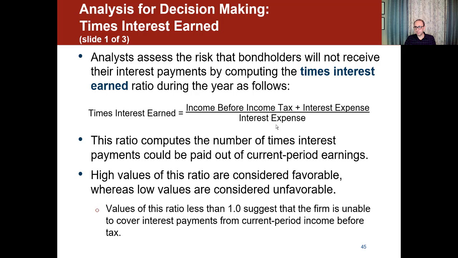This ratio computes the number of times interest payment could be paid out of the current period earnings. So basically, we're trying to figure out how much we can cover our interest expense using our income. So our income can cover how many times the interest expense. High values of this ratio are considered to be favorable, whereas low values are considered to be unfavorable. Values of this ratio less than 1 suggest that the firm is unable to cover interest payment from the current period income before tax. And I would say that would be a dangerous situation.